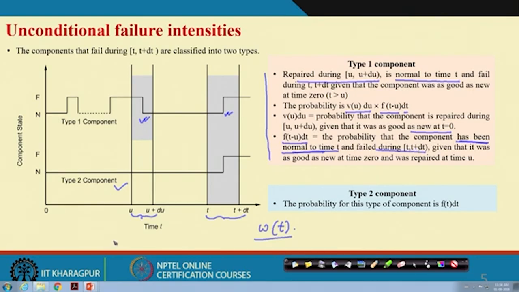Okay. So in the second case, what will happen? There is no failure-repair issue. It is failing within t and t plus delta t. So as a result, the probability here that it fails will be f(t) dt. This kind of explanation we have also discussed earlier. So that means we have to consider not only this, but also this, because these two situations can arise.